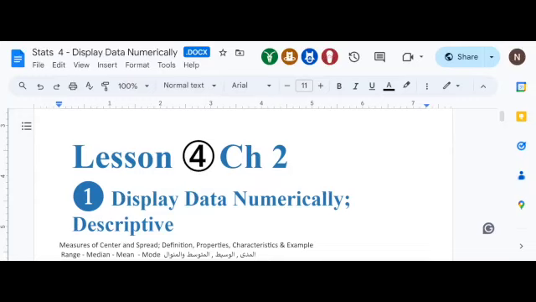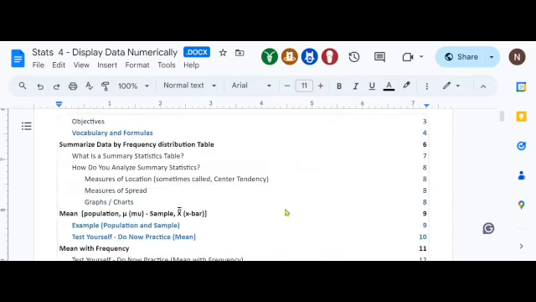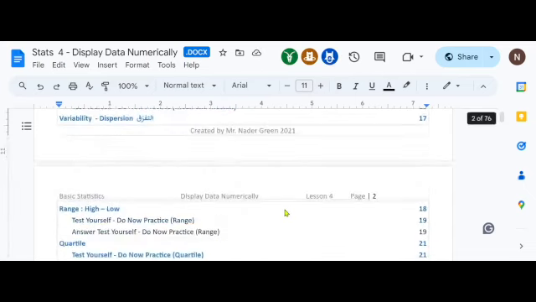Lesson 4, Chapter 2, Display Data Numerically. This section is very easy and you will enjoy that section.